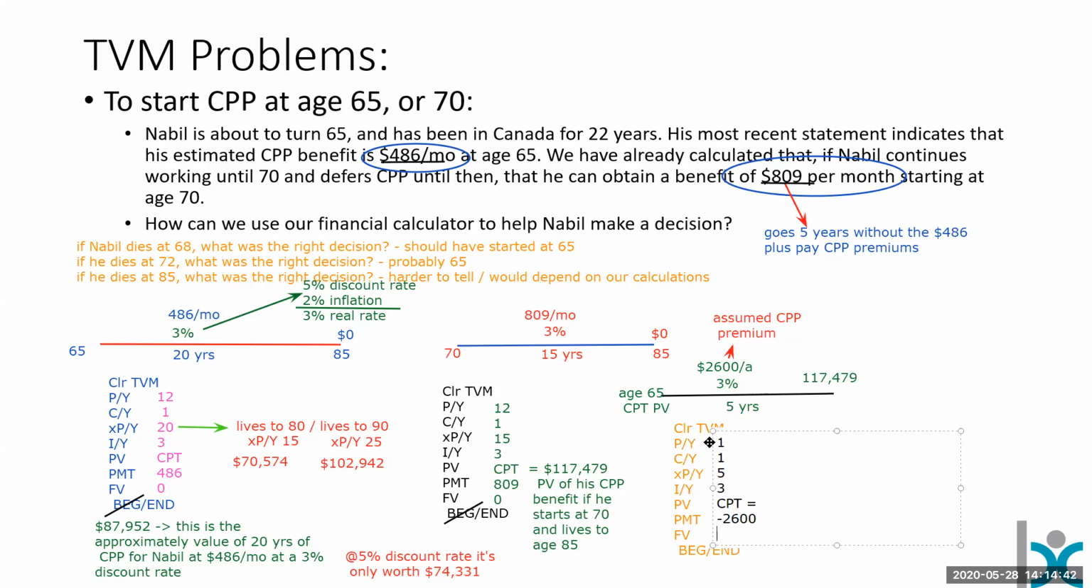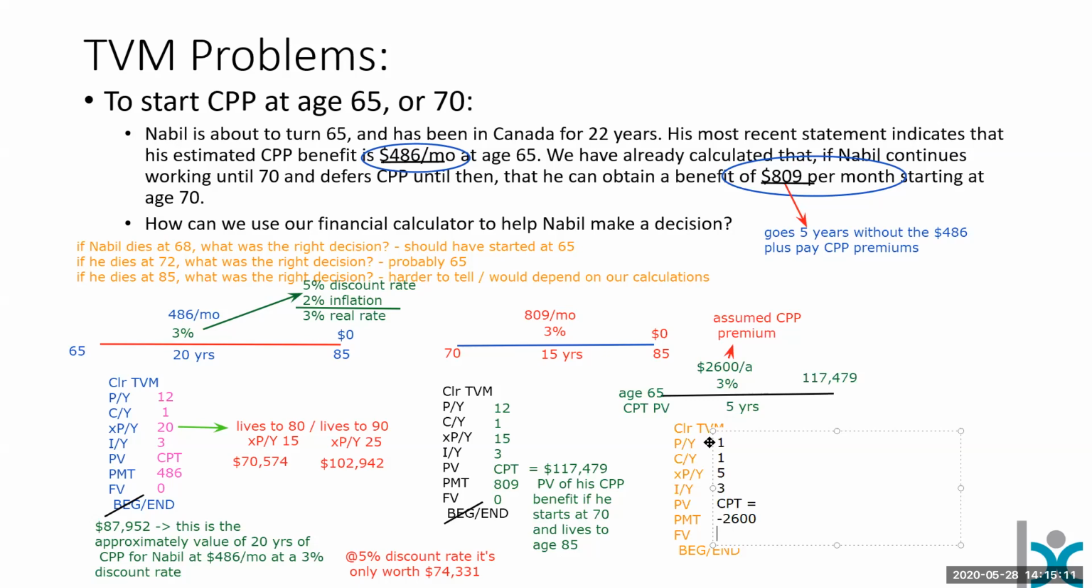And now this is another one of these ones where the positive and negative is maybe a little bit counterintuitive, but he's really going to get the $117,479 when he's 70. And then in a separate time value of money calculation, he would turn around and invest it back into his CPP, which I know isn't really what happens, but that's how we're going to use the time value of money here.